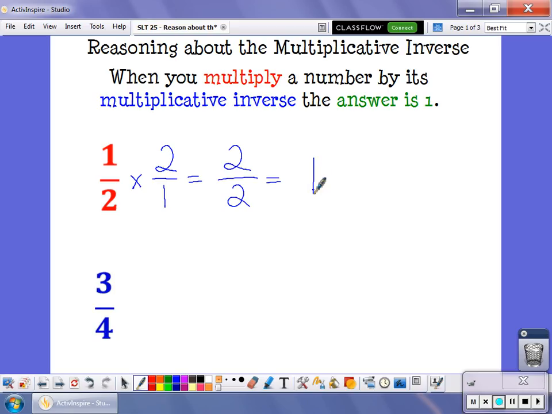Now the way you come up with a fraction's multiplicative inverse is you use the opposite of the fraction. You take your numerator, 3, and you make it your denominator. And you take your denominator and make it your numerator. So if you look, 3 times 4 gives me 12. And then for my denominator, 4 times 3 gives me 12. And 12 over 12 is just the whole number 1. So to come up with your multiplicative inverse, you're just reversing your numerator and your denominator. And this can help us when we divide fractions.